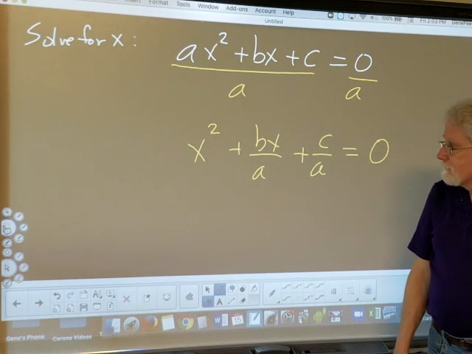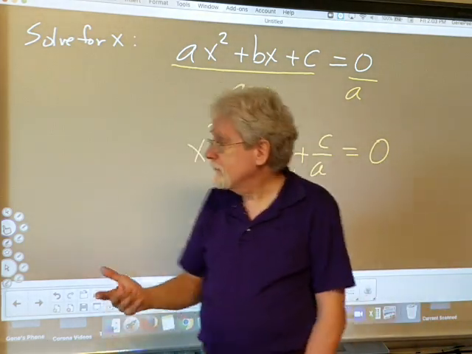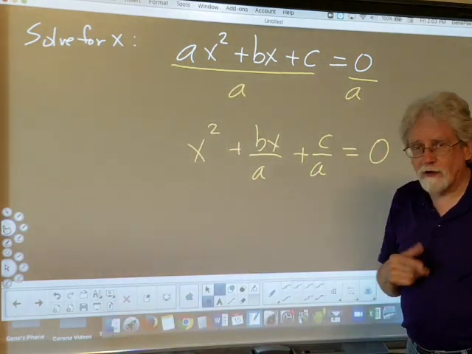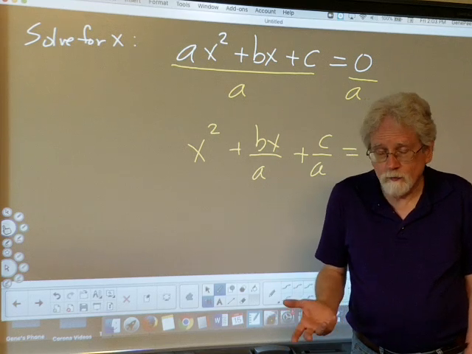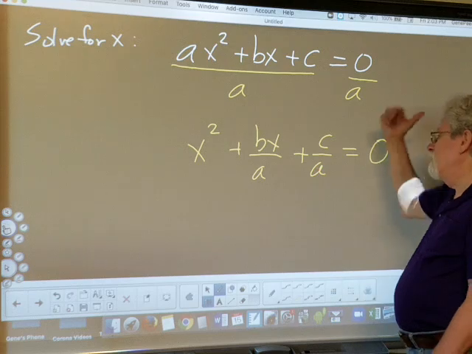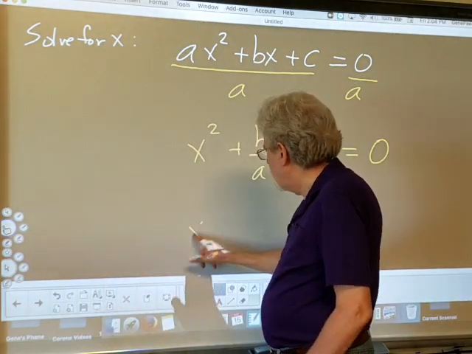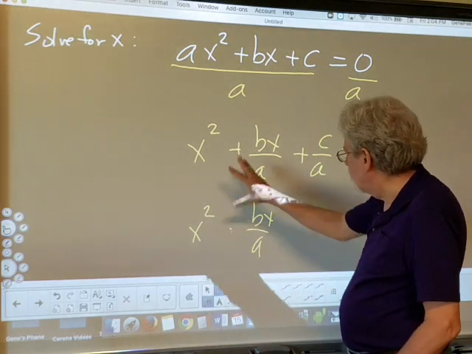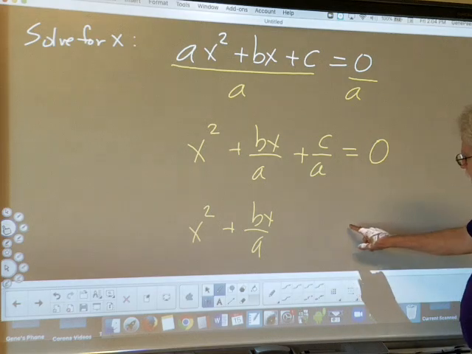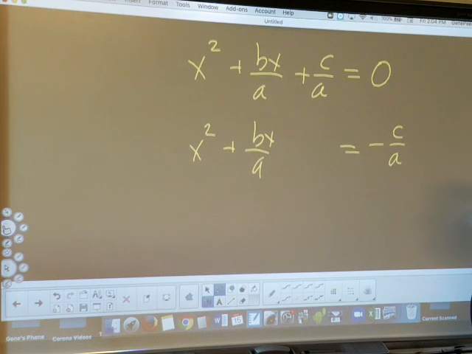Oh, that wasn't hard. Now you remember that the next step would be to get rid of the c over a, because right now it's just bothering us. It's in the way. It's not what we're looking for. So we're just going to get rid of that c over a. So let's subtract c over a from both sides. We have now x squared plus bx over a, just bringing this stuff down. But I'm subtracting c over a from both sides. This is so much fun. I haven't done this since last year.